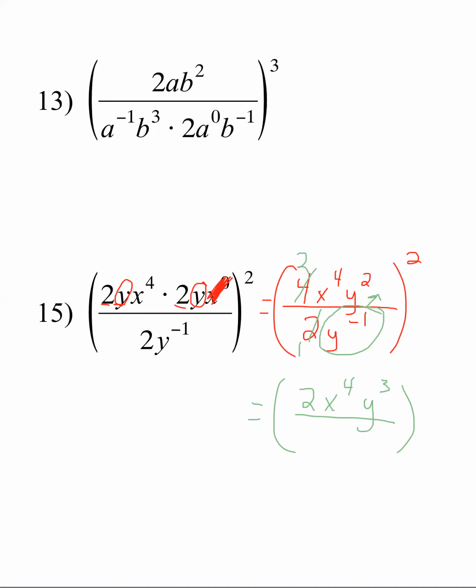What's left in my denominator? Just a 1. Everything else reduced out. Don't forget, I still have to square this. So now when I square everything that's in there, 2 squared is just 4. X to the 4th squared is now x to the 8th. And y to the 3rd squared is y to the 6th.